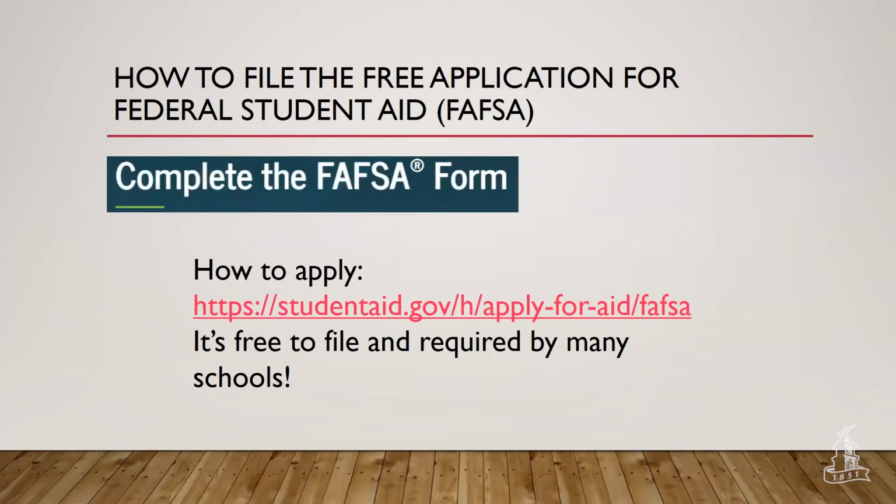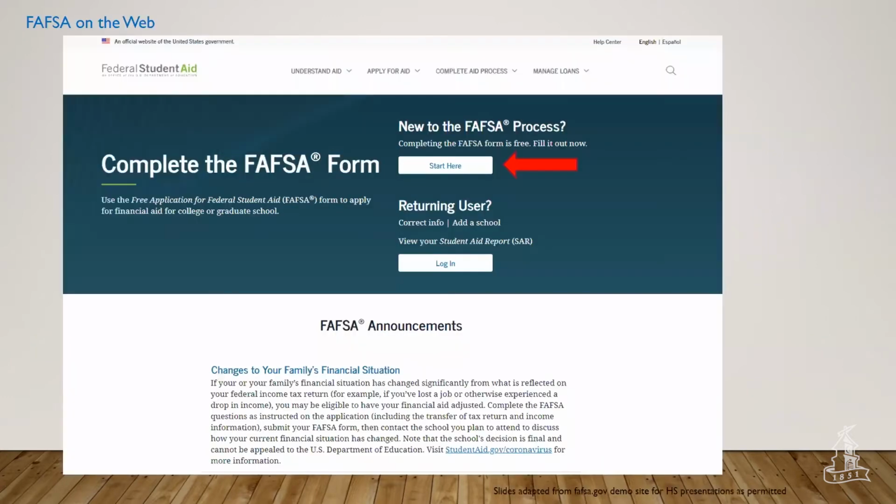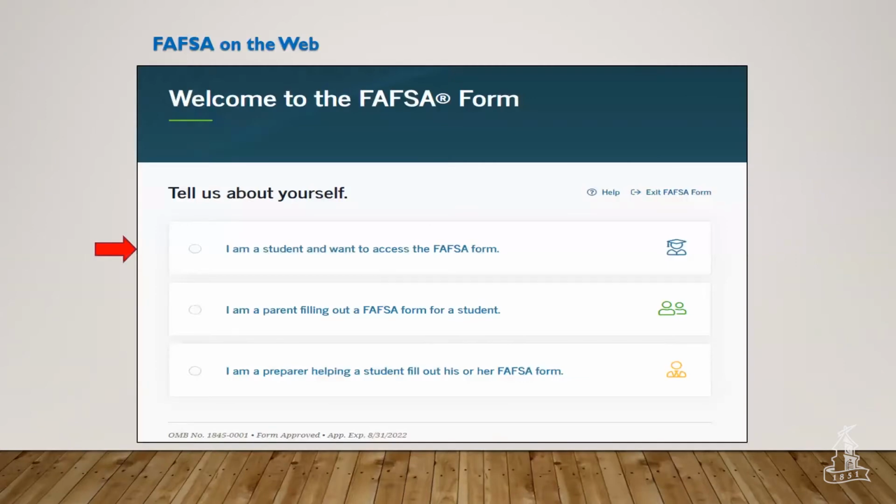Once you have created your FSA ID and your parent has created their FSA ID, you can begin your FAFSA. You can do so by following the red address listed below on this slide. Once you get to the website, you can select Start Here next to the red arrow there. And be sure to select that you are the student and you're filling this out with your information.